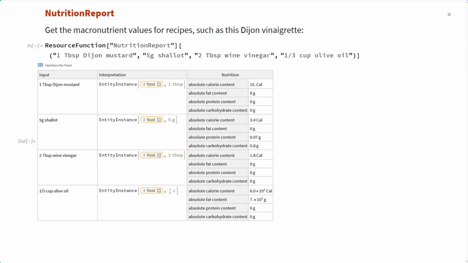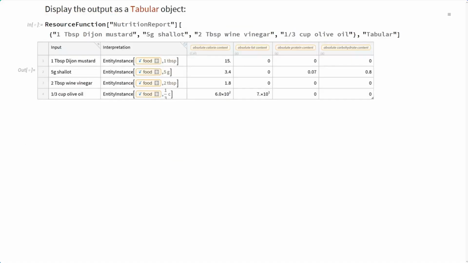Another really, really robust function I wanted to share with you is our nutrition report resource function. And you can see I've just given it a recipe for a Dijon vinaigrette here. The default output for nutrition report is a data set, and so you can see we get those macronutrients for each of those ingredients. There's lots of options with nutrition report. I want to highlight a few.